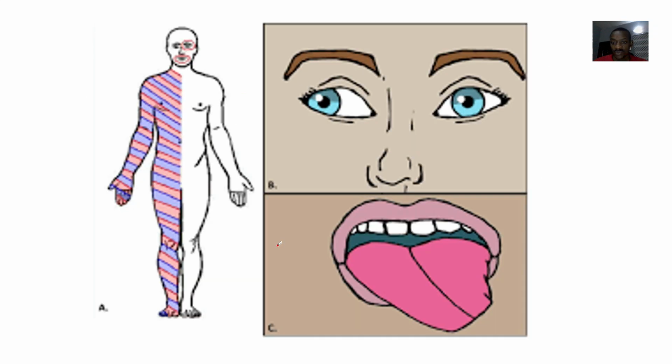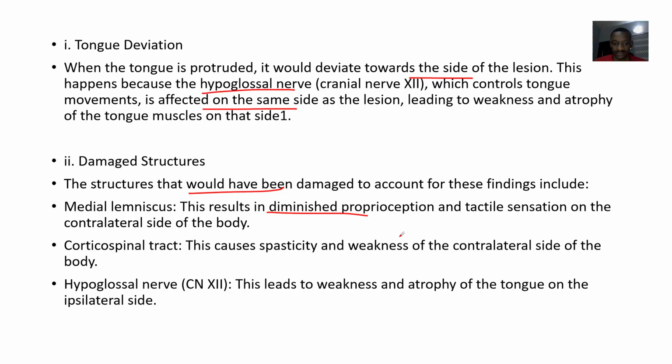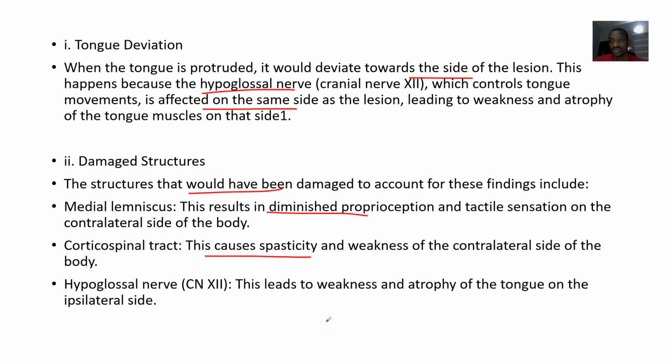Right. Then we have the corticospinal tract. All right. Corticospinal tract. It will cause what? Spasticity and weakness of the contralateral side of the body. Then we have the hypoglossal nerve. Right here it is showing the hypoglossal nucleus, but the nerve actually comes out from there, okay, to supply the muscles of the tongue. So if the hypoglossal nerve is damaged, it will lead to what? Weakness and atrophy of the tongue on that ipsilateral side, that's on the same side.